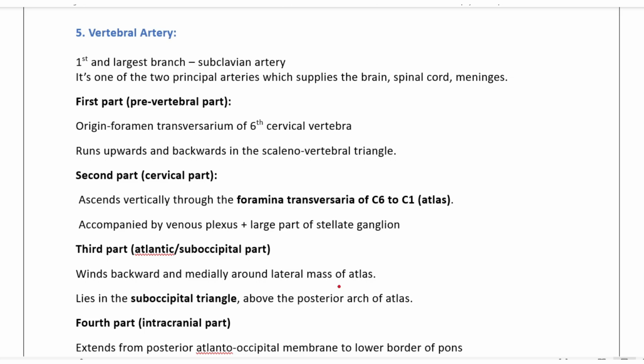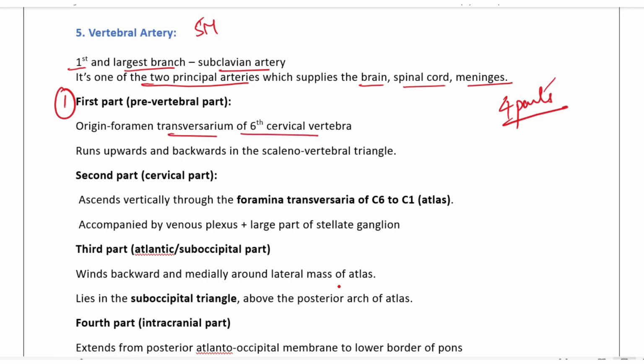That's the vertebral artery. Okay, this is again a 5 marker. It's the first and largest branch of the subclavian artery. It's one of the two principal arteries that supply the brain, spinal cord, and the meninges. Okay, it's divided into 4 parts. And we have the first part. It originates from the foramen transversarium of the 6th cervical vertebra. It runs upwards and backwards in the scalenovertebral triangle.